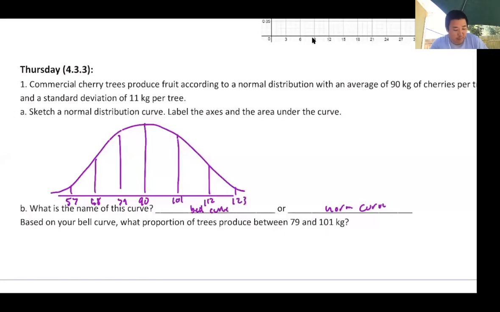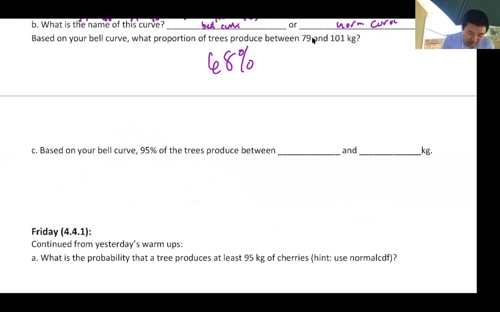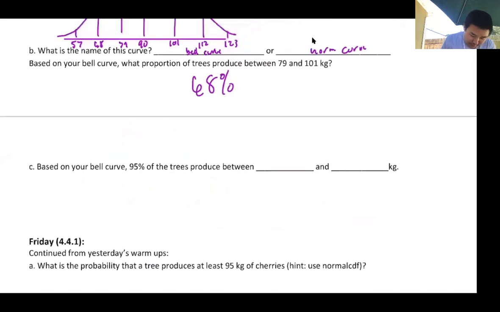This curve is a bell curve or a normal curve. Based on your bell curve, what proportion of the trees fall between 79 and 101? So 79 and 101 is 1 standard deviation above and below, so that's 68%. Based on your curve, 95% of the trees produce between 2 standard deviations, so 68 and 112.